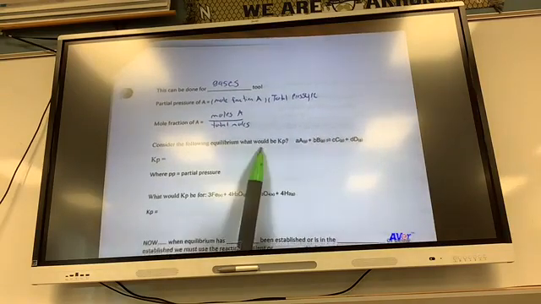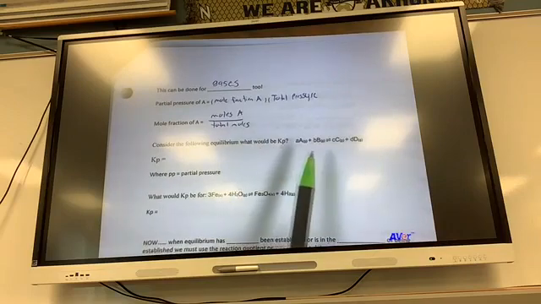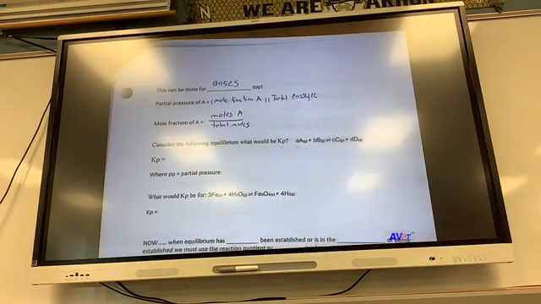So consider the following equilibrium. What would be the Kp expression? Now we're talking about pressures. Whenever you are writing a Kp expression, you must use parentheses. We don't use brackets. You have to use parentheses. It's super nitpicky.